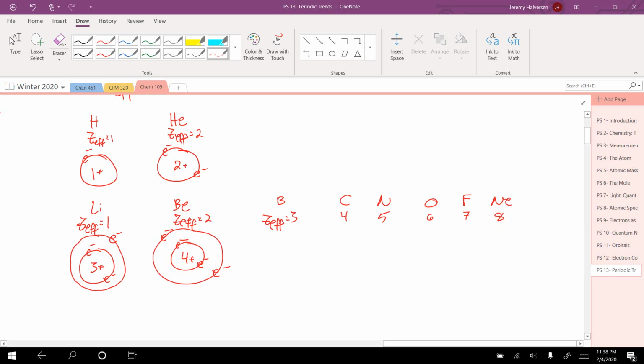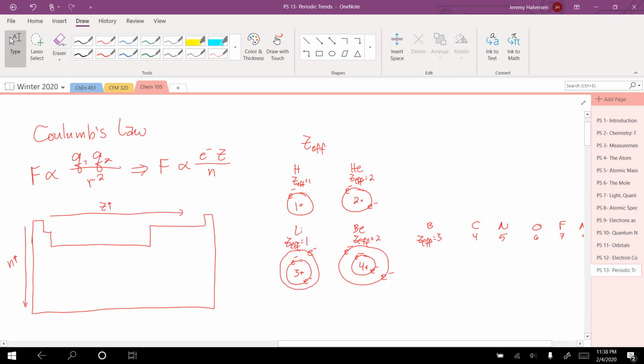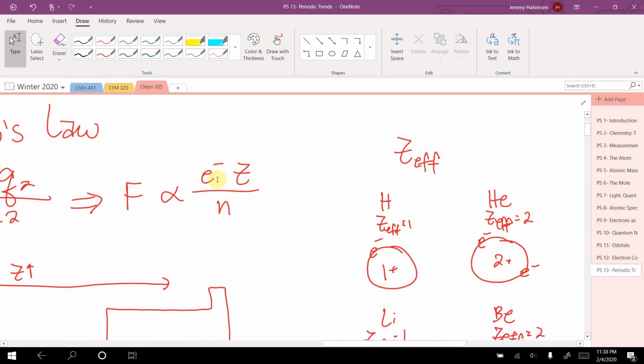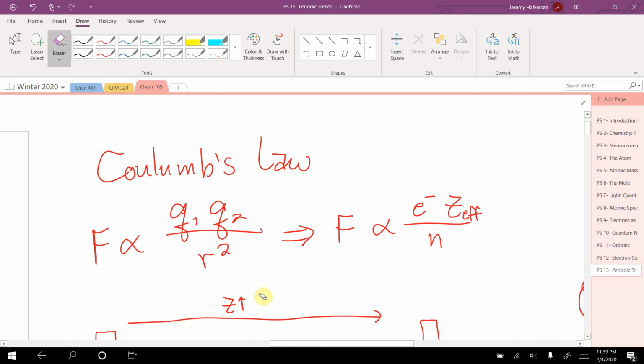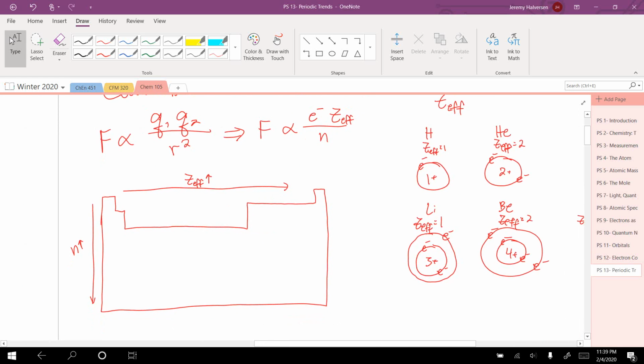So what we see is Z, we don't really care about Z, because that's not the charge that the electron necessarily feels. What we care about is Z effective. And as we go across the periodic table to the right, just as we showed, Z effective increases. But what happens when we go down the periodic table? You go from hydrogen down to lithium. Z effective didn't really change. So we're going to use Z effective to explain trends when we're comparing things to the right and to the left.